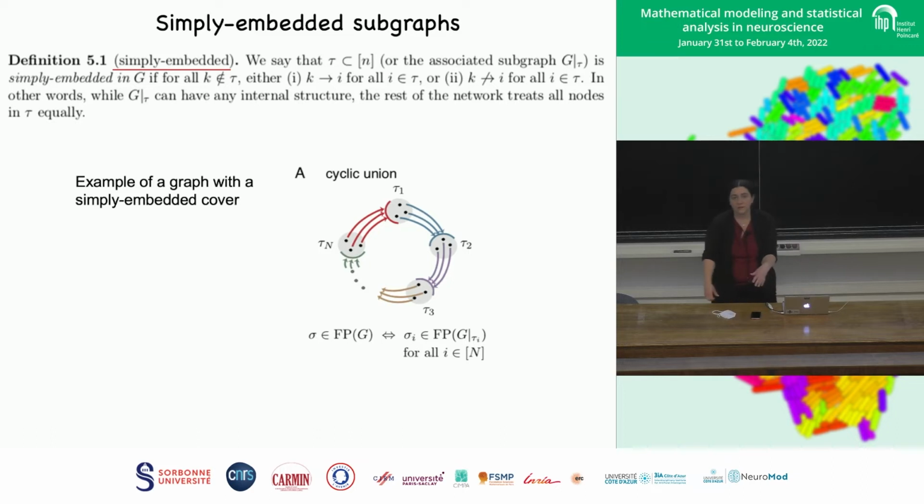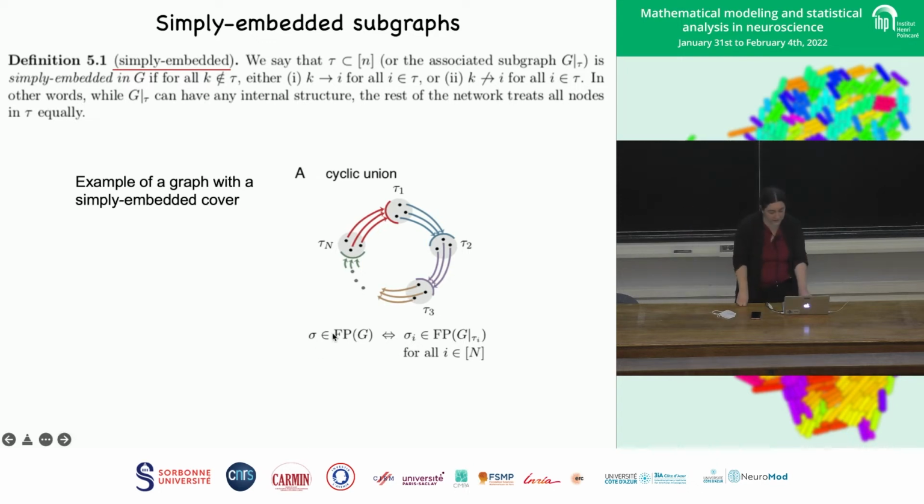cyclic union. So if you take a bunch of graphs and connect them together in a way where the nodes from one of them will all have forward edges onto the nodes from the next one in a cyclic manner. So tau 1 through tau n are the collections of nodes corresponding to graphs 1 through n, and now I collect them in the cyclic union. Then it turns out that we've proven a graph rule that tells us the fixed points of the large composite network from the fixed points of the individual ones, okay?